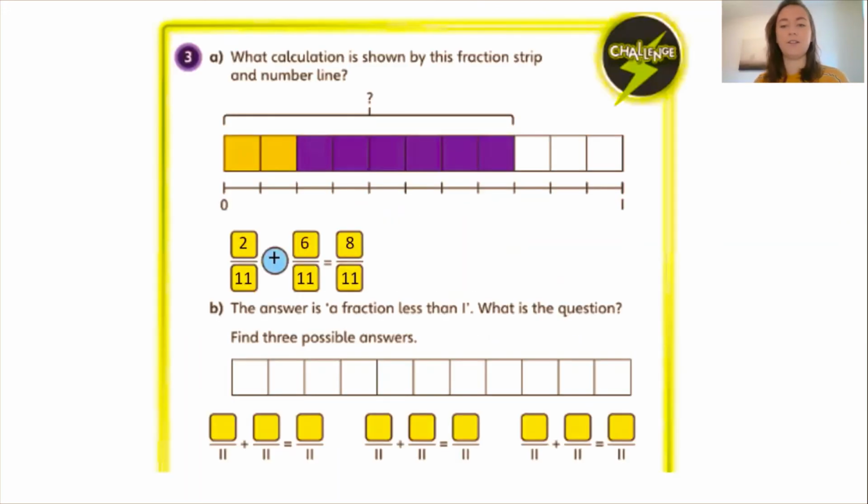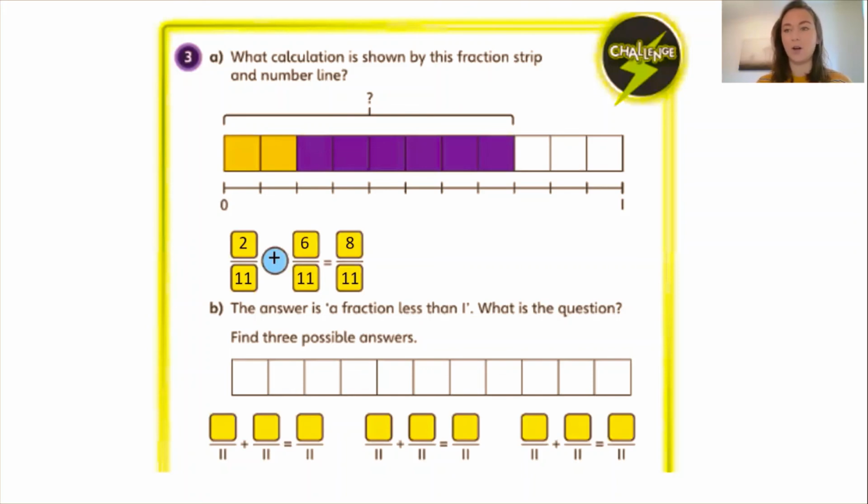I haven't filled in these parts down the bottom because there are lots of different answers that you could have. The important thing is that they are less than 1. 11 11ths is 1, so your answer must combine to less than that. You might have something like 1 11th and 2 11ths to give 3 11ths. You could have 5 11ths and 5 11ths to make 10 11ths. You couldn't have 5 11ths and 6 11ths though, because altogether that would give you 11 11ths, which would equal 1. Have a go now in your practice books.